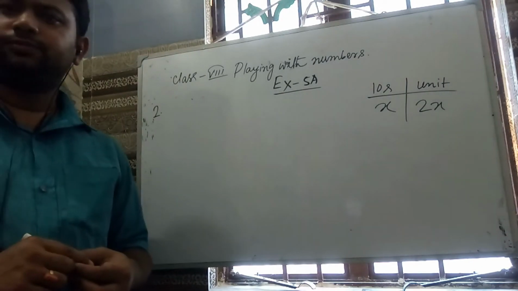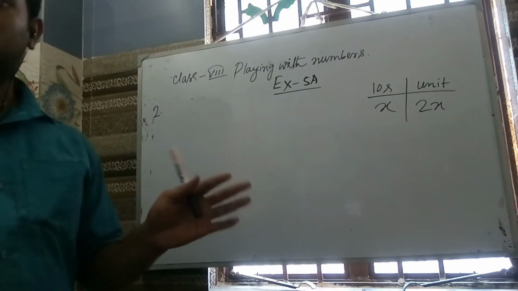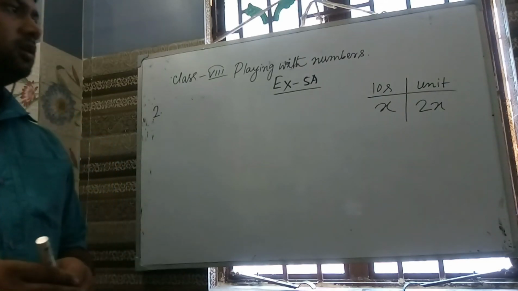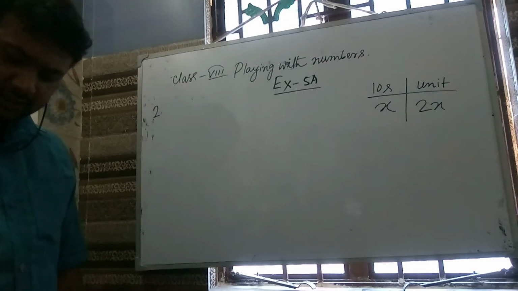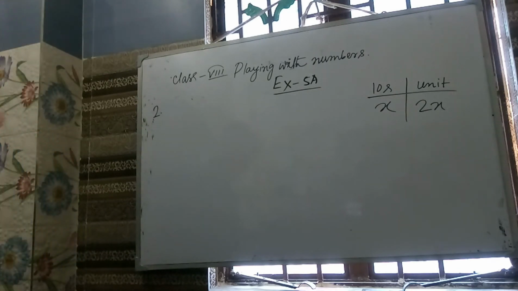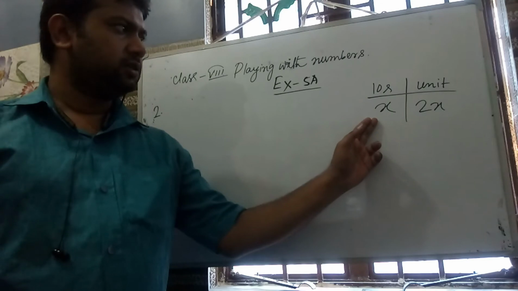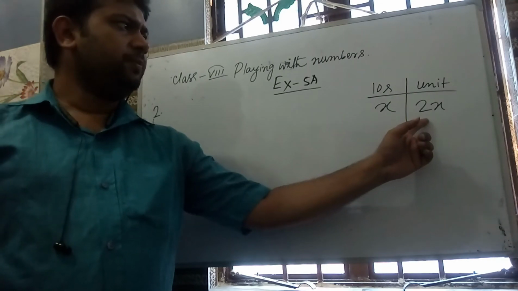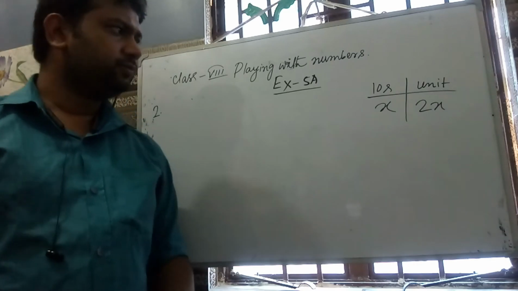Do you have any doubt? If you have doubt, read the statement once again. What is given? In a 2-digit number, the digit in the unit place is double the digit in the tens place. So we have to consider the tens place digit first. Therefore, automatically the unit digit will be 2x as per the given condition.